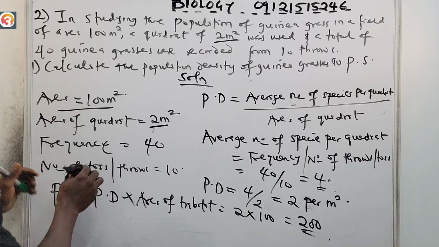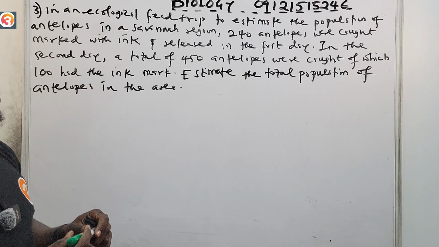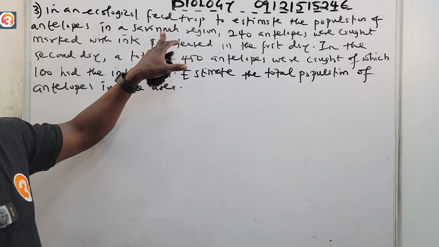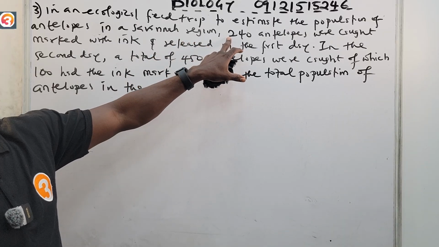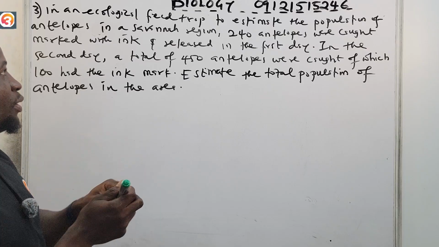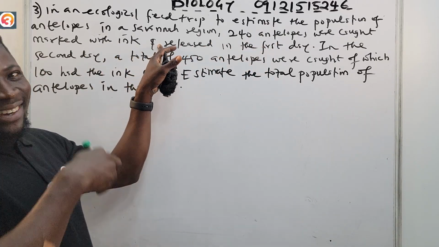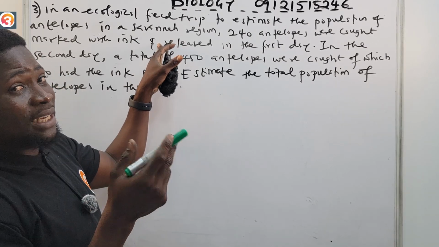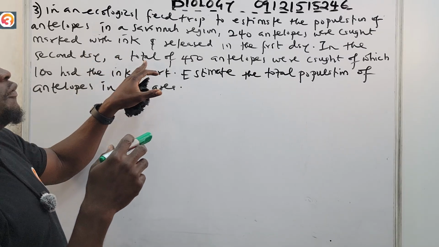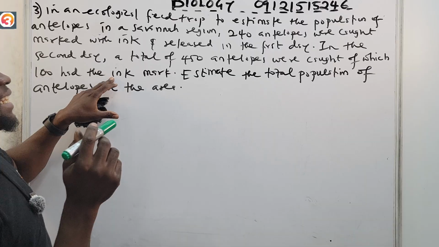Now let us go to the third question quickly. All right, so you're welcome back. I told you here in number 3 that in an ecological field trip to estimate the population of antelopes in the savannah region, 240 antelopes were caught and marked with ink, and then they released them. So this is capture, release, and recapture. In the second day, a total of 450 antelopes were caught, of which 100 had the ink mark.